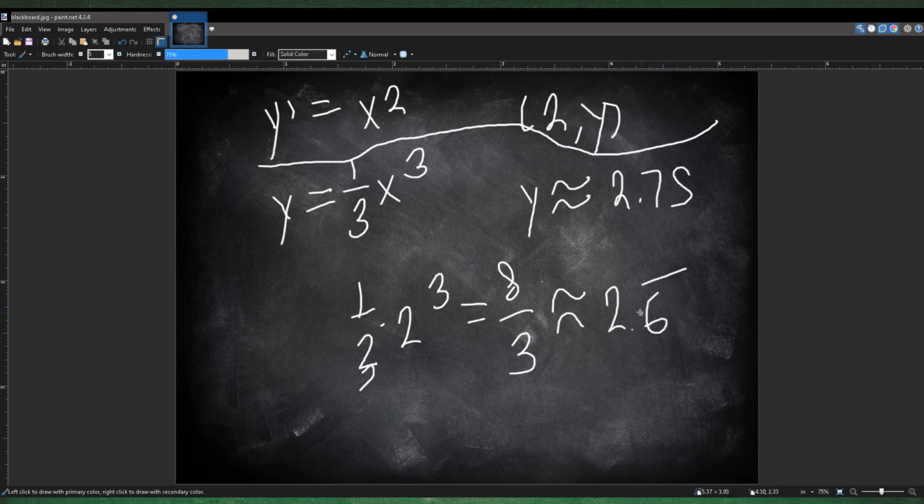You see how close that is? This 2.6 repeating has infinite sixes. You see how close that is, 2.75 to 2.6? That's basically the idea of using Euler's method. It uses really small changes to get really, really close numbers.